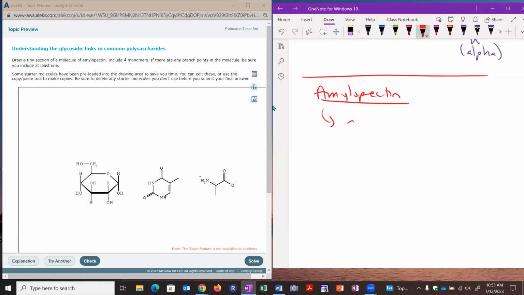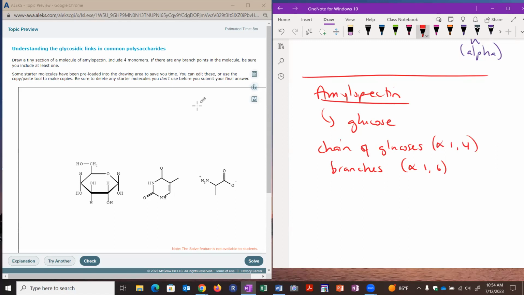So amylopectin is made up of glucose units, okay? It's going to be made up of a chain of glucoses. And then there are also branches. Okay, and the branches are alpha-1,6 branches. The chain of glucoses are connected by alpha-1,4 glycosidic bonds.